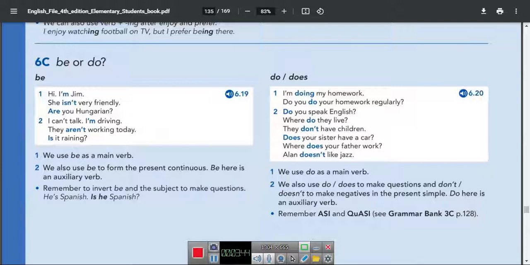Okay, now let's switch to do, does and listen to the sentences first.